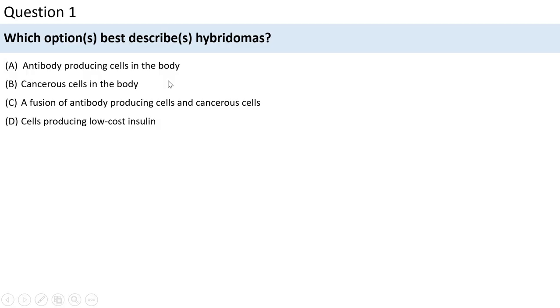So we'll first see what hybridomas are, and then we will come to each and every option, rule out which are not the right answers, and choose the one that is right at the end. So first we'll see what is hybridoma. What is hybridoma technology? In hybridoma technology, we have to produce an antibody producing cell, a cell which can produce antibody at a very high concentration.